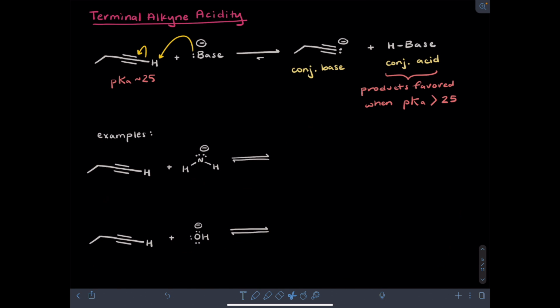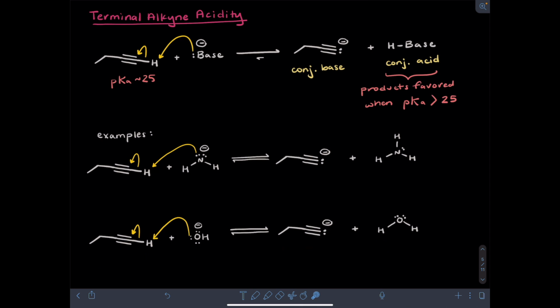I've included that general acid-base reaction up at the top, and now I want to consider a couple of more concrete examples, using NH2- as a base or using hydroxide as a base. In each case, we're considering the proton transfer to deprotonate the terminal alkyne. Both of these reactions have the same conjugate base, which is the anionic deprotonated alkyne. The first reaction has NH3 as the conjugate acid, whereas the second reaction has water as the conjugate acid.